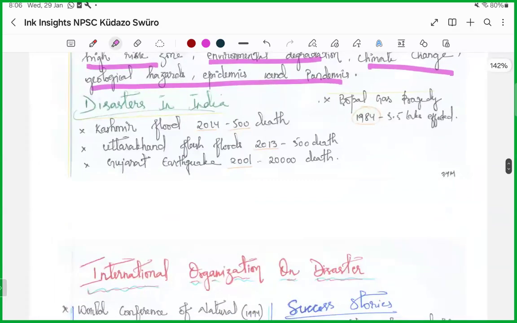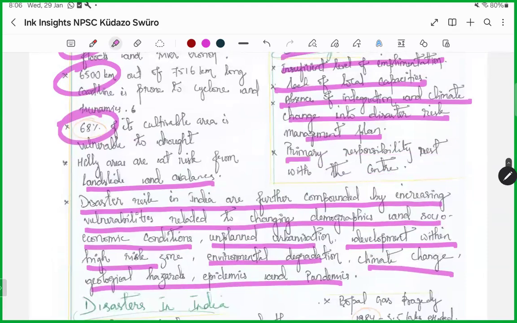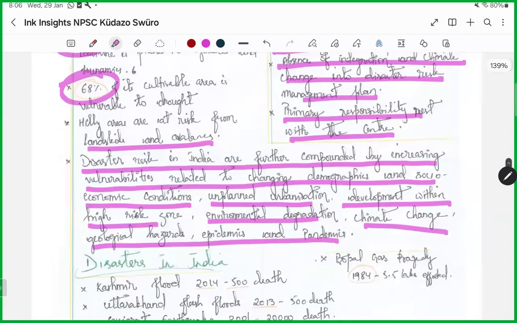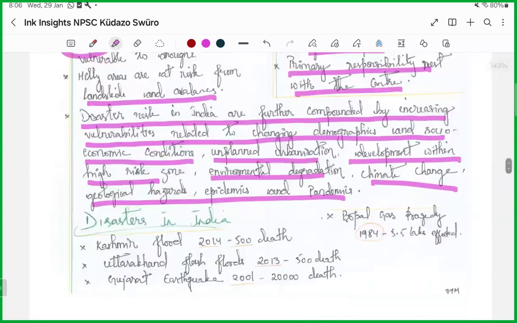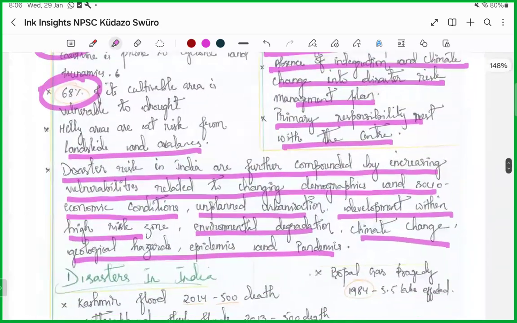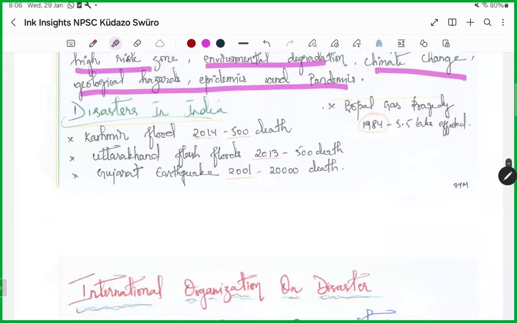So for disaster, as you can see here, primary responsibility rests with the Centre, because such a big disaster involves a lot of cost. The state may not be in a position to bear the responsibility. Also, big disasters do not only affect one state but also several states. So the primary responsibility is with the Centre. Now, disasters in India.